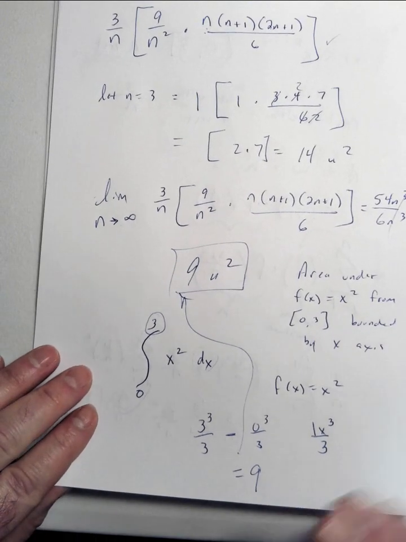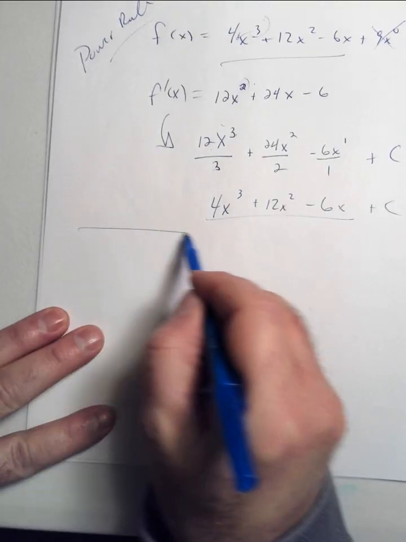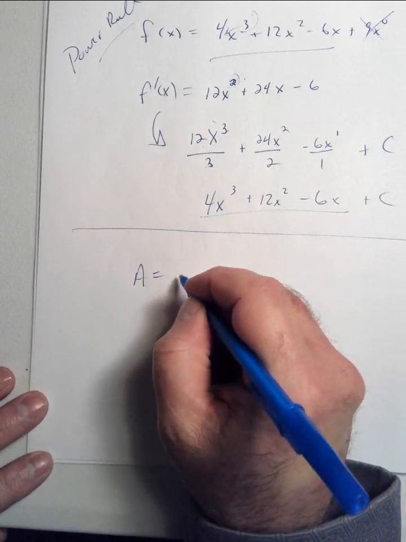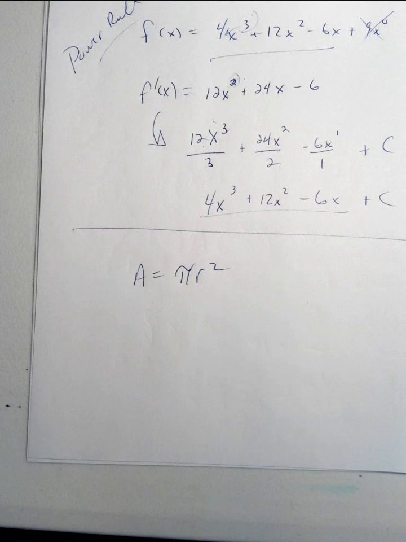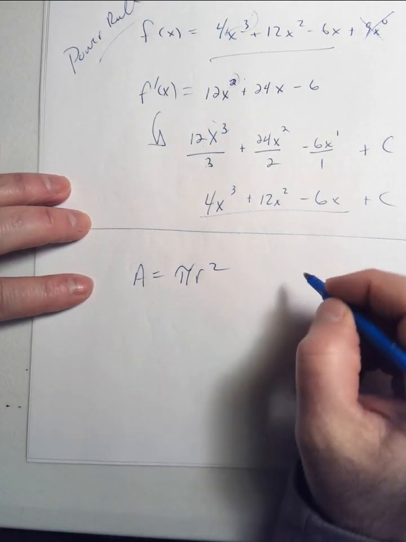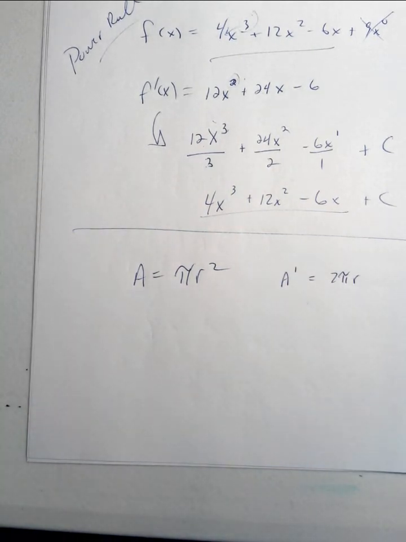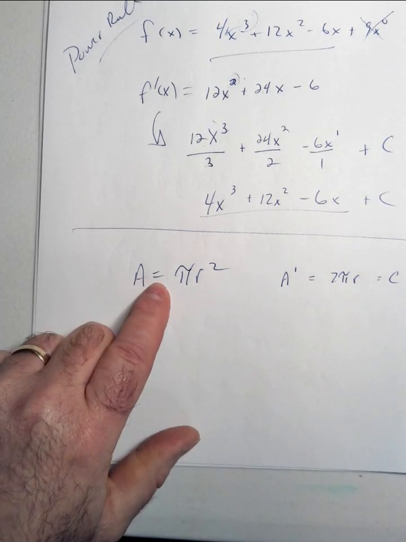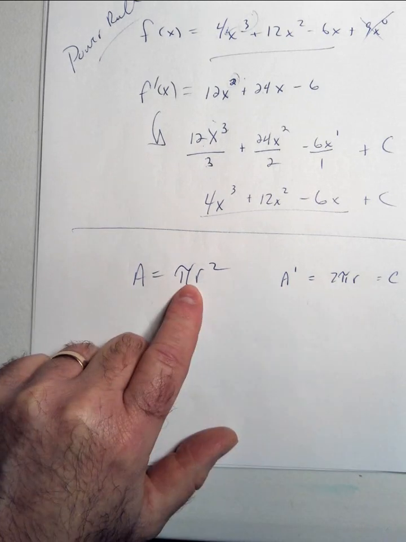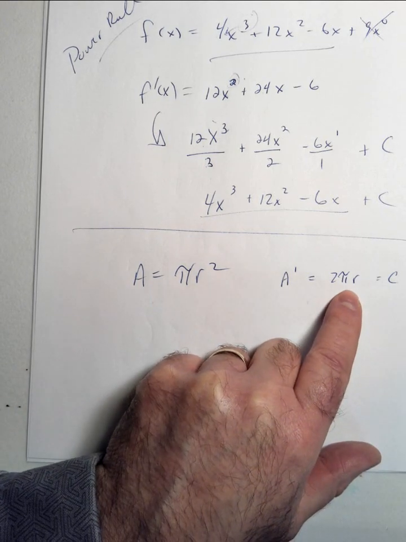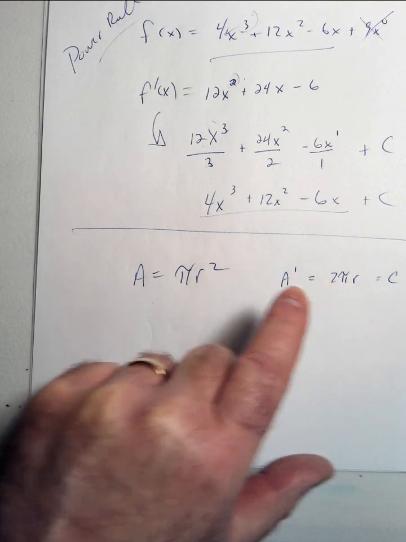Something else that's sort of interesting before we move on with this lesson, some formulas that you know. We know that the area of a circle is pi r squared. If we were to perform the derivative on this, A prime is 2 pi r, which represents its circumference. So the area is a second-unit measurement, while this is a linear measurement: the distance around that circle of radius r.